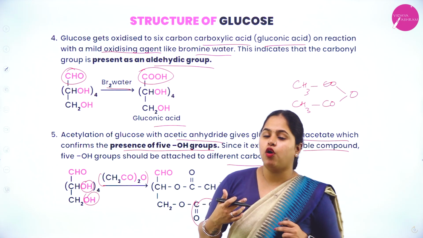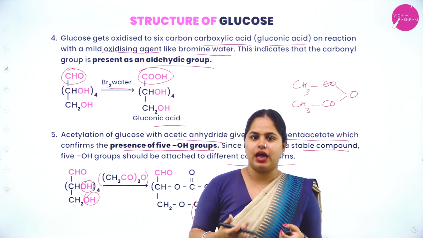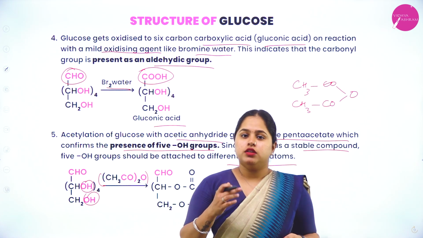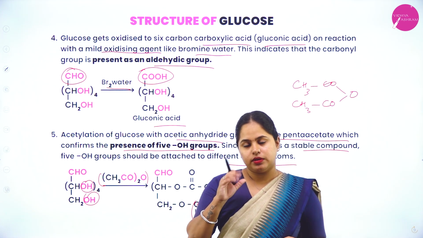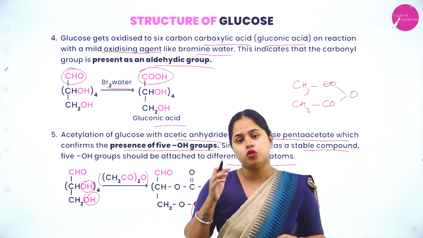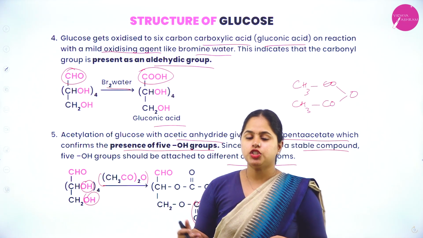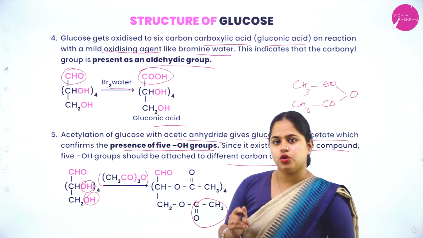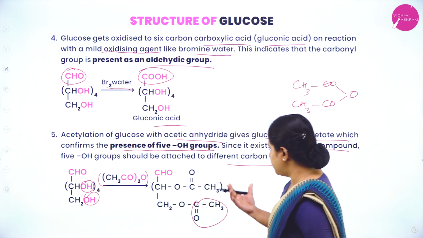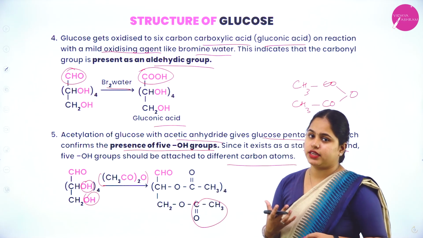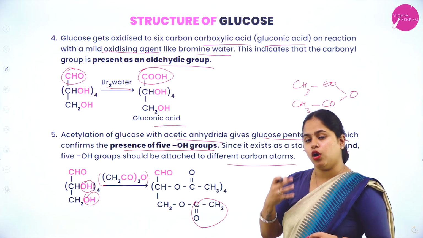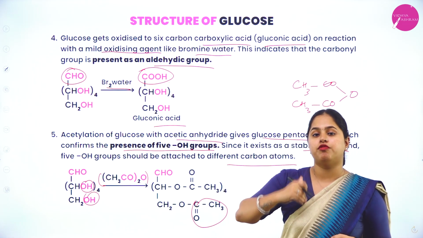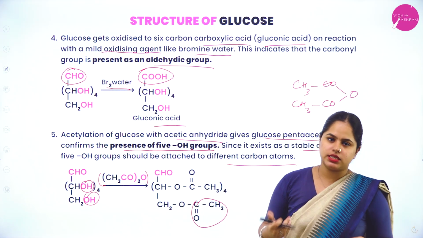So if it is forming glucose pentaacetate, it means that there must be 5 hydroxyl groups present, then only the hydrogen can be replaced by the COCH3 group. Clear? So now we got to know that this pentaacetate which is being formed is very stable. So it means that all of these hydroxyl groups, that means the 5 hydroxyl groups, are present on 5 different carbon atoms. They are not present on the same carbon atom.